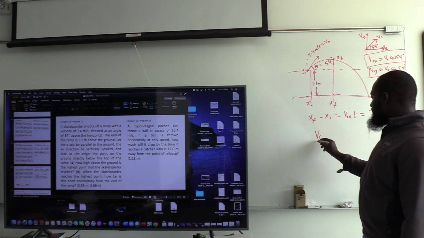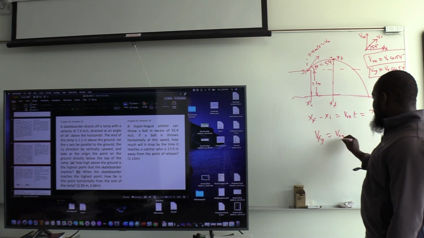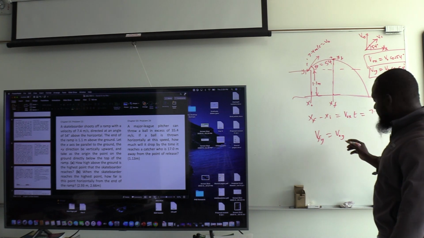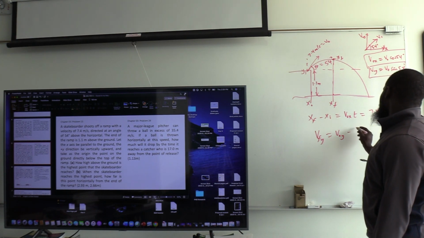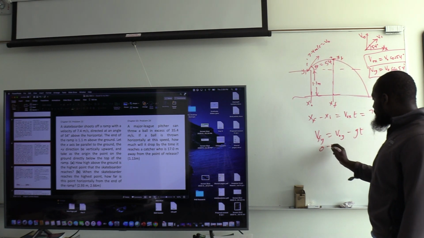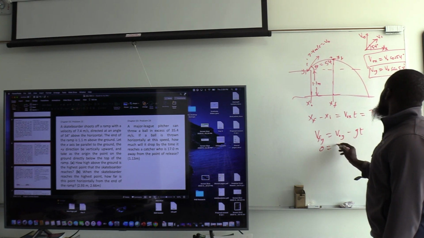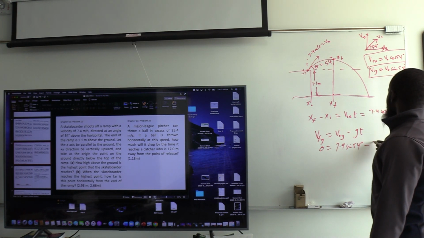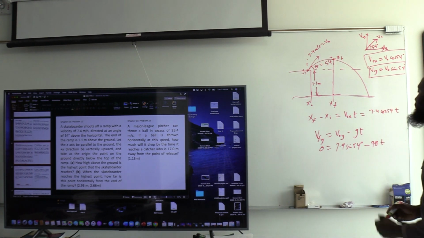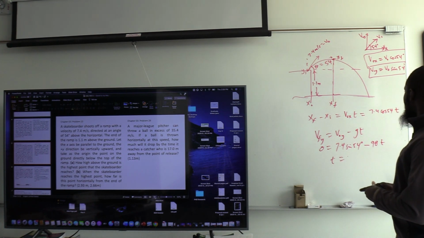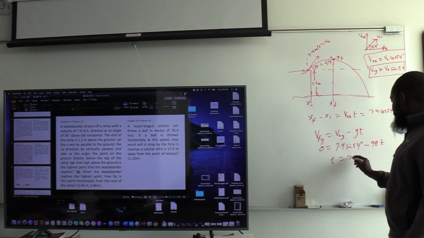I use the equation v final y equals v naught y minus g t. Sorry, I mixed I and naught as initial. Just get used to that, okay? So at the top, v final y is 0. V naught y we know is 7.4 sine 54 minus 9.8 times t. So from here I can get t. So t is 7.4 sine 54 divided by 9.8.